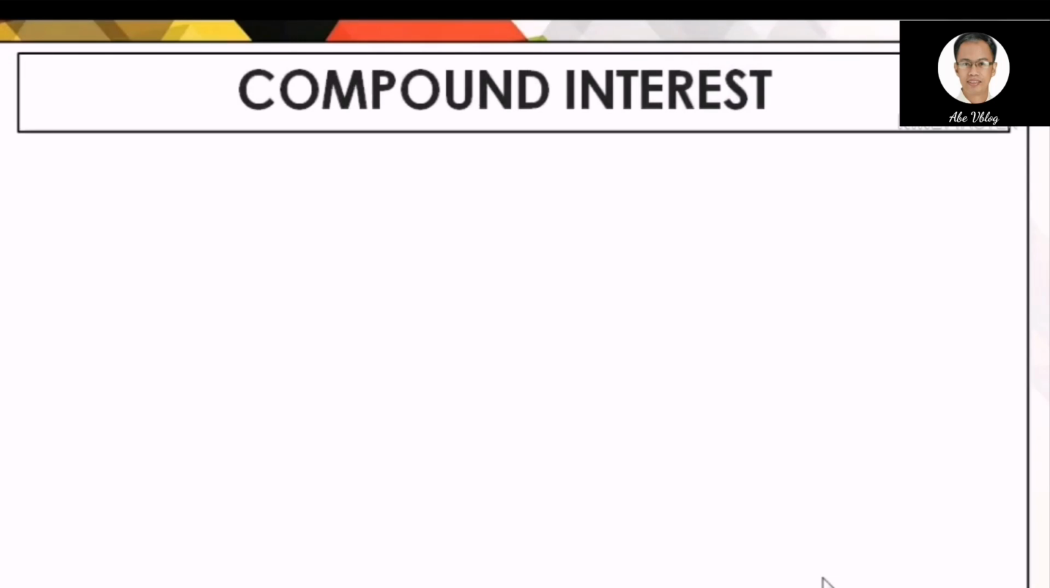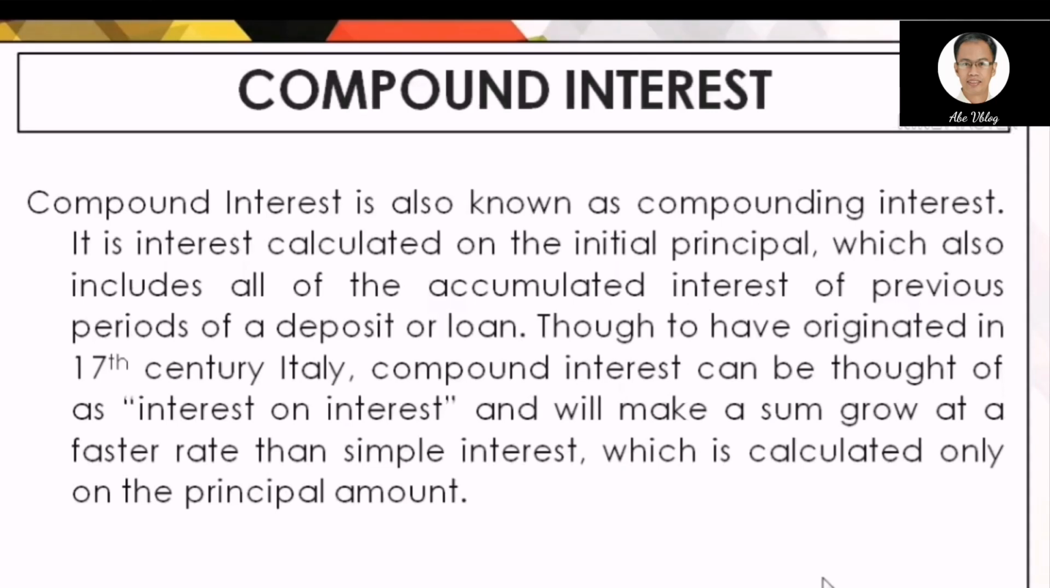Ngayon, i-define naman natin kung ano ba talaga tong compound interest. So what is the compound interest all about? Compound interest is also known as compounding interest. It is interest calculated on the initial principal, which also includes all of the accumulated interest of previous periods of a deposit or loan, thought to have originated in 17th century Italy. Compound interest can be thought of as interest on interest and will make a sum grow at a faster rate than simple interest, which is calculated only on the principal amount.